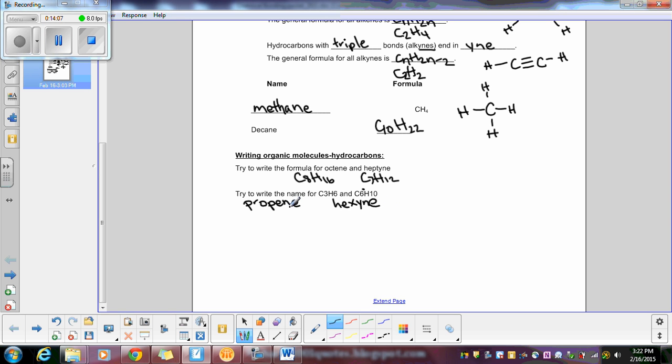So again, make sure you understand how to write both the names and the formulas for these hydrocarbons, and we'll go over more of this in class tomorrow if you need some additional help.